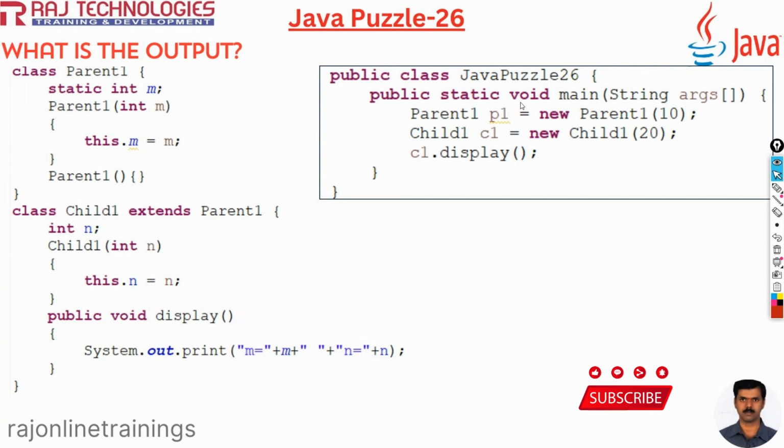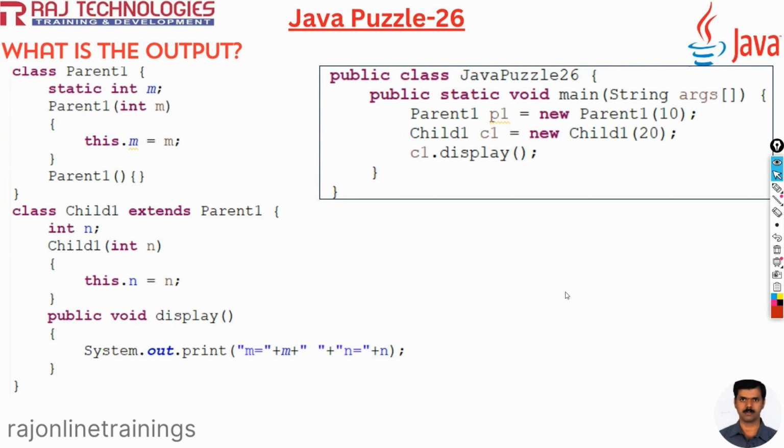Coming to the main method of the Java puzzle 26 class, we create a parent1 object, parent1 p1 equal to new parent1, passing 10 as argument, and again we create a child1 class object, child1 c1 equal to new child1, passing the value 20 as argument to the constructor of child1, and we simply call the c1.display method.